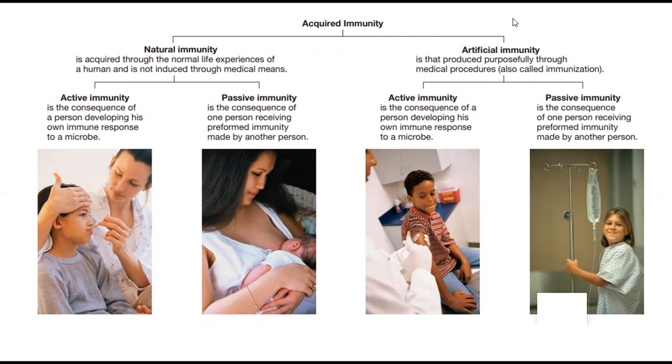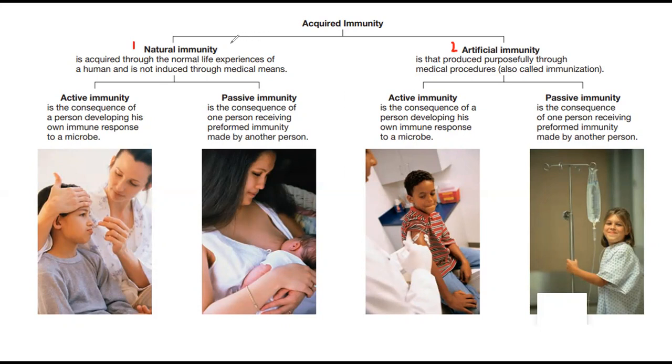Acquired immunity is divided basically into two types: one is natural immunity and the other is artificial immunity. As the name indicates, natural immunity is when our immune system is naturally activated. If we divide it into active immunity and passive immunity, then I will give you examples of the active and passive immunity related to natural immunity.